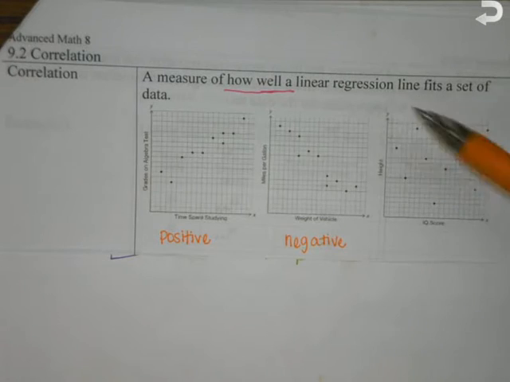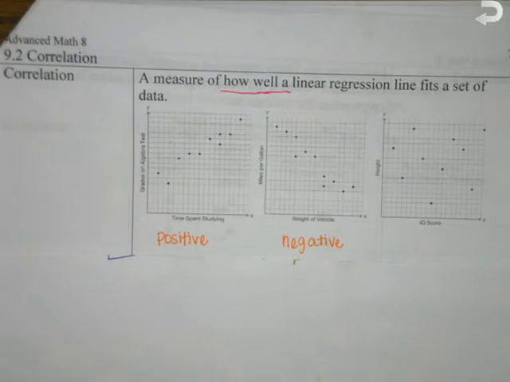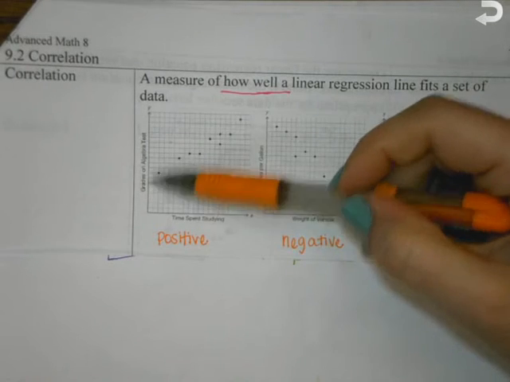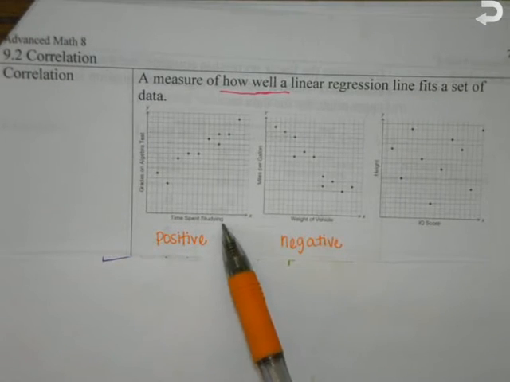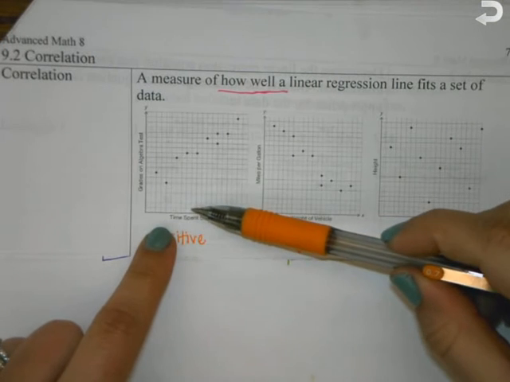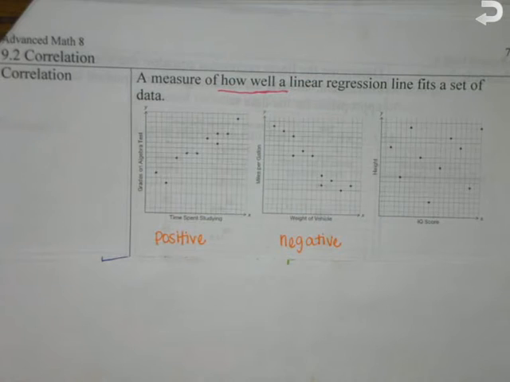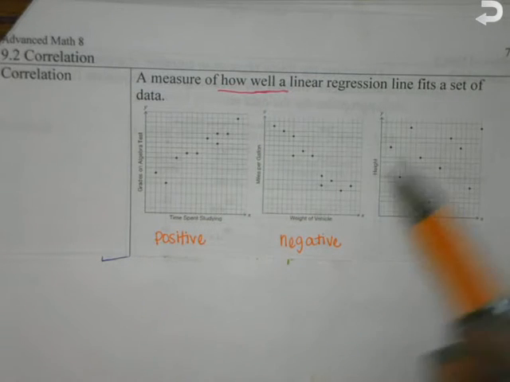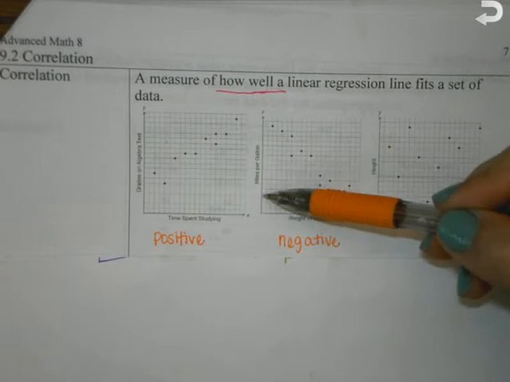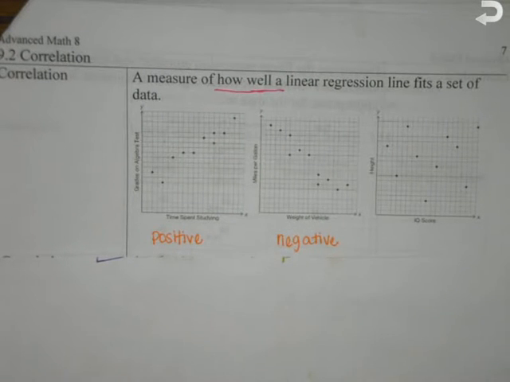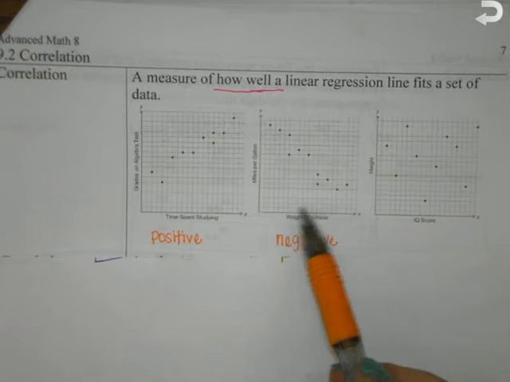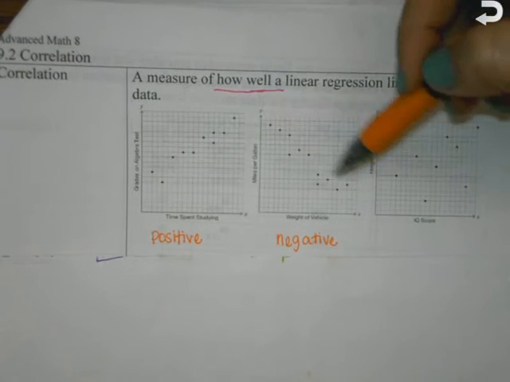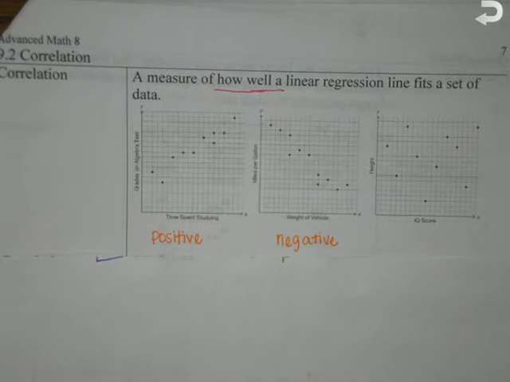Now look at this one. If we look at the positive, the y-axis says grades on algebra tests, and the x-axis says time spent studying. So the longer you study, the higher your grade on the algebra test. That means it's positive. As one increases, so does the other. This one has y-axis miles per gallon, x-axis the weight of the vehicle. As your vehicle gets heavier, you get less miles per gallon, so it goes down. That would be a negative, because as one increases, the other decreases. That's why it's called positive and negative. It's not good and bad. It's just both are either increasing, or one is increasing and one is decreasing.